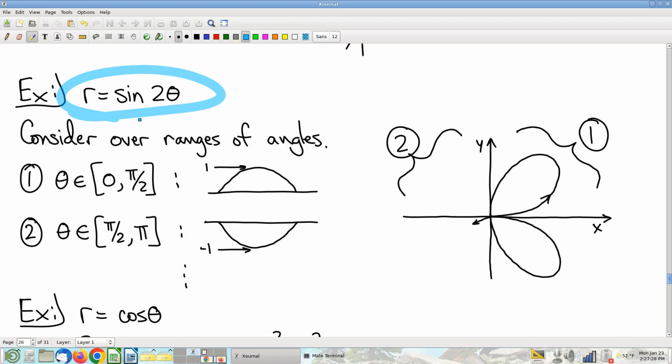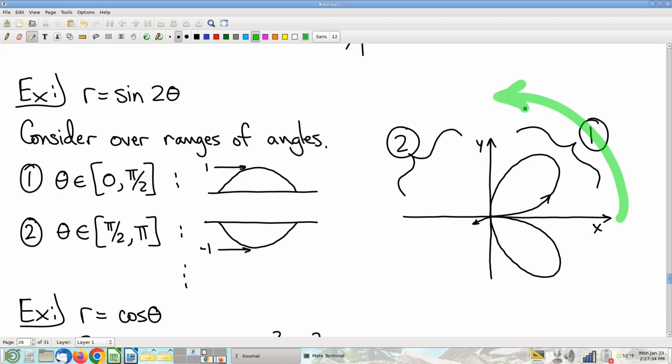So here we go. What I'm going to do is break up my angles into chunks. I'm going to start by thinking about theta going from 0 to pi over 2. We'll plot that part of the curve, and then we'll move on to the next angles in a minute. But theta, 0 to pi over 2. Now do be careful. Theta is not the argument of sine. The argument of sine is 2 theta. That means 2 theta is going to go from 0 to pi.